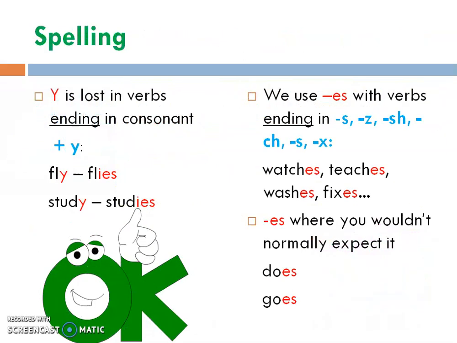Let's move to the spelling rules of present simple, which are as you see on the screen. For the verbs which end in consonant plus y, we drop the y and add ies. Second rule is for the verbs which end in s, z, sh, ch, and x, they add es on the third person singular. Or the verbs which end in o, like do and go, they also add es to the third person.